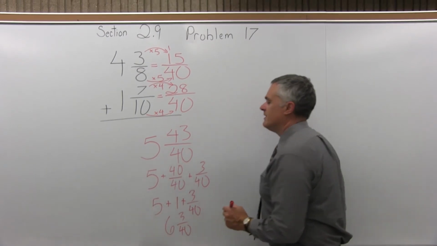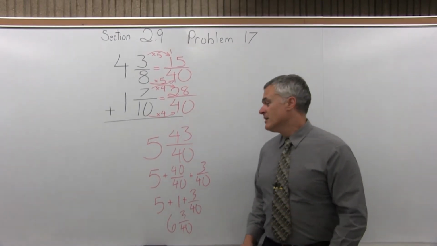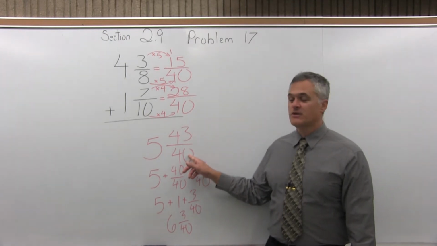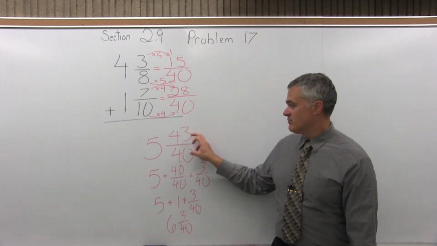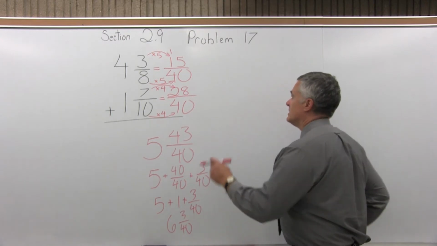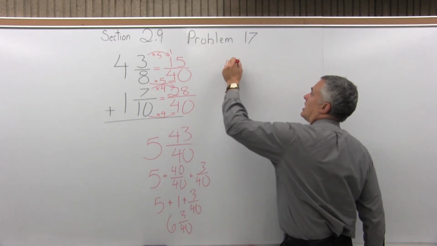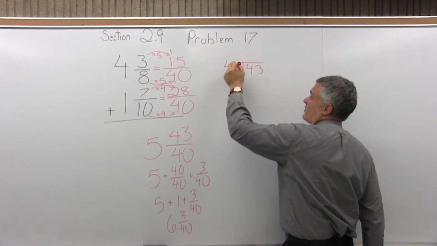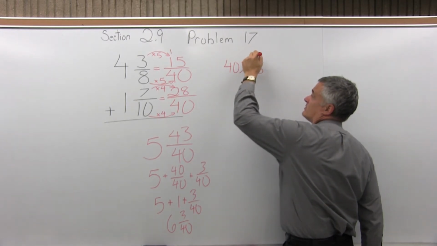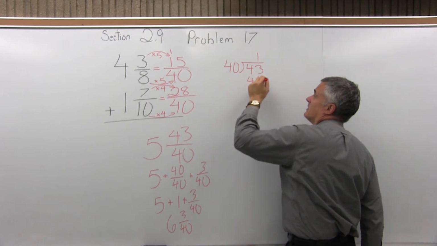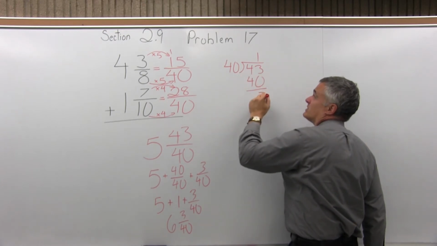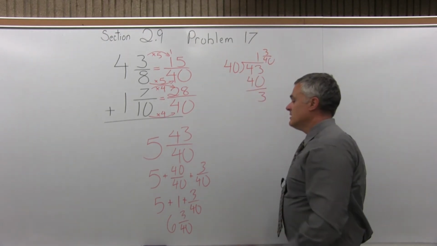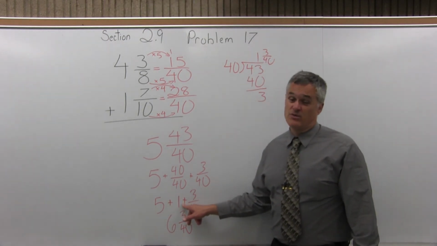Now, that's how I think of it, but the way most math books will explain to do this is you take the fraction portion, if it's an improper fraction like this, and just divide the denominator into the numerator and find the remainder. So 40 will go into 43 only once. 1 times 40 is 40. 43 minus 40 is 3, so the remainder is 3. So I have 1 3/40, which is the same answer that I got, 1 3/40.